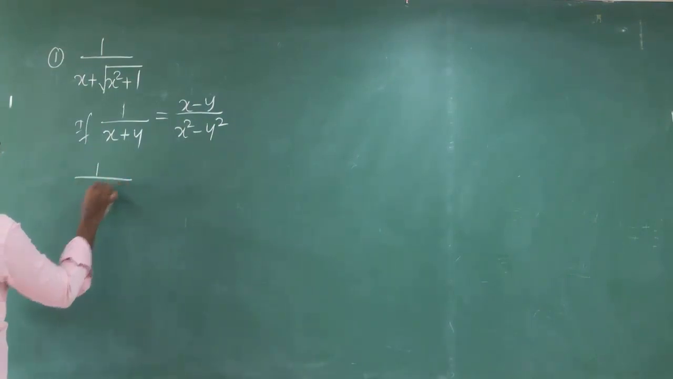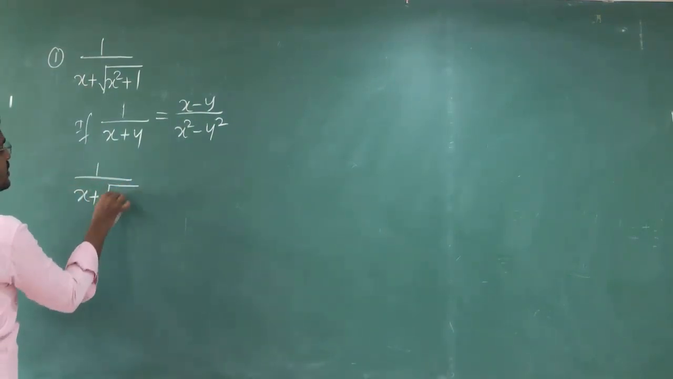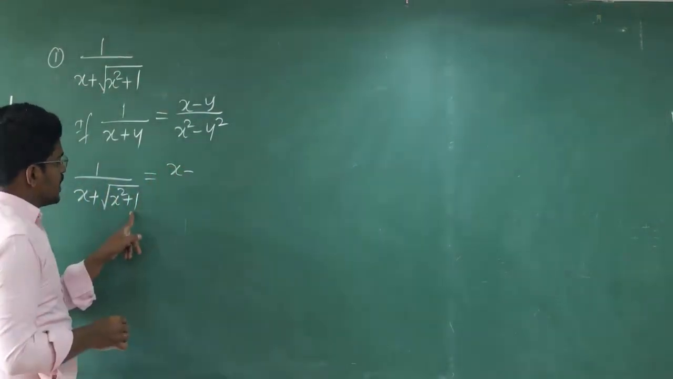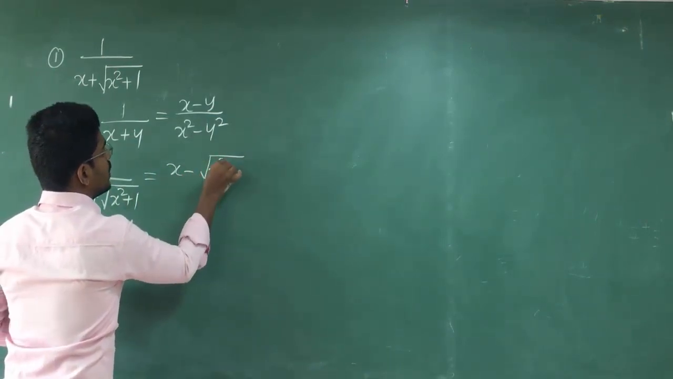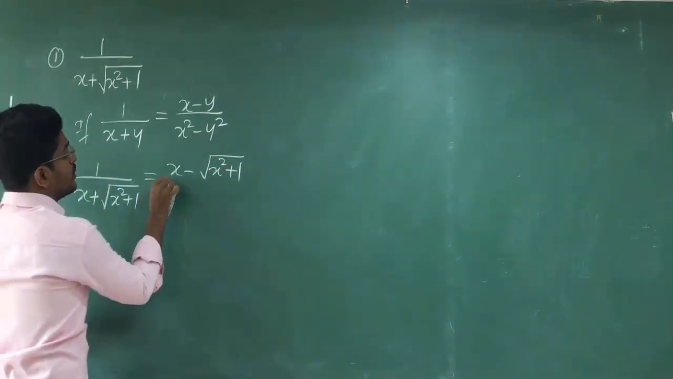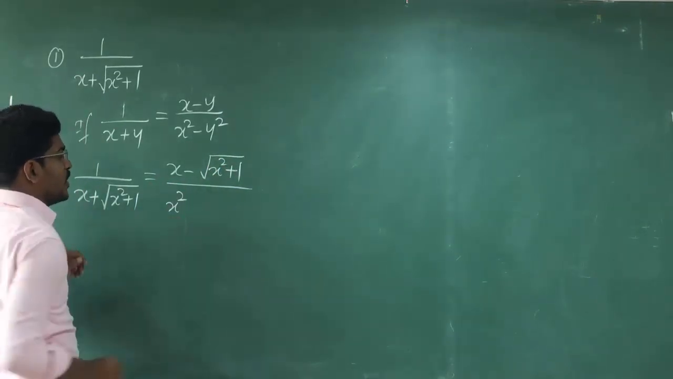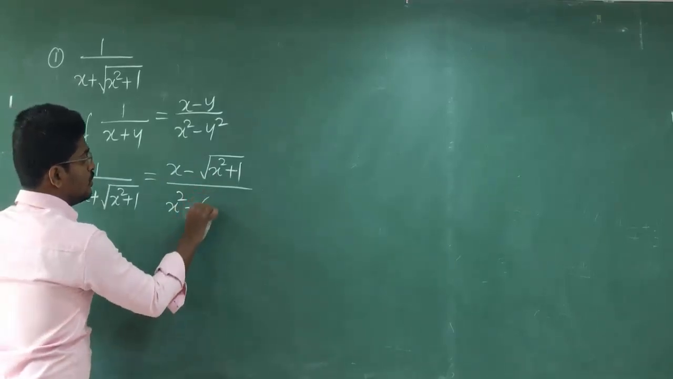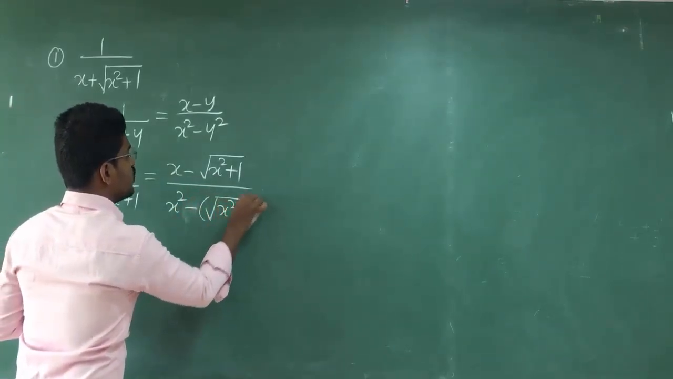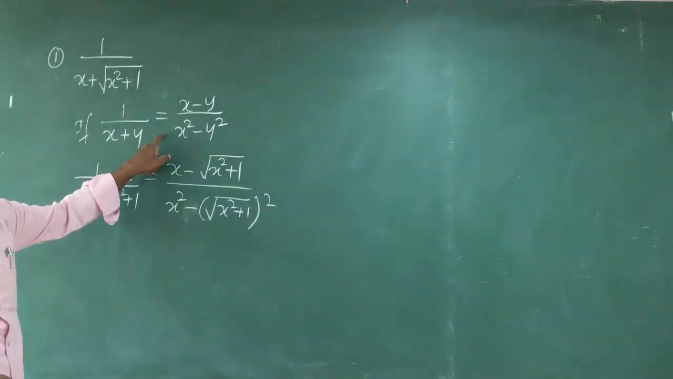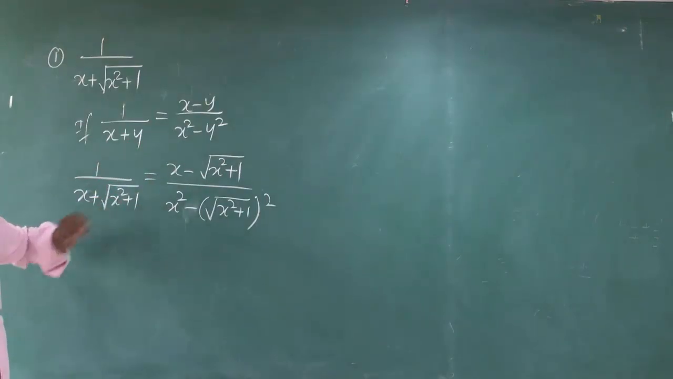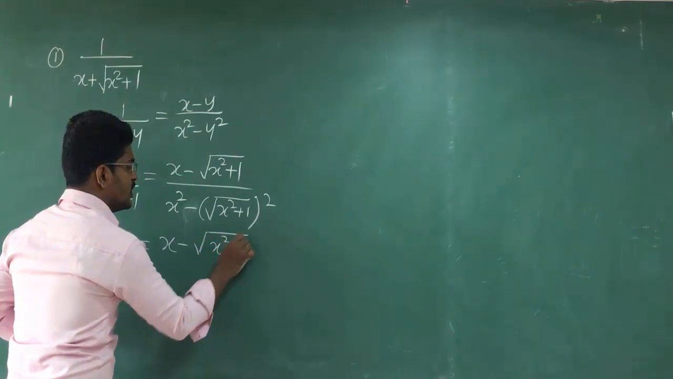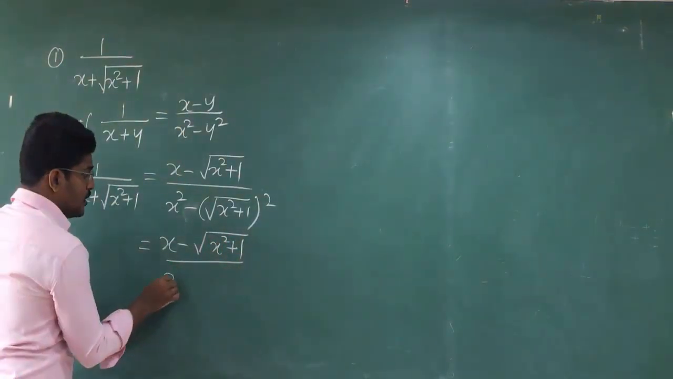See, 1 by x plus root of x square plus 1 can be written as x minus, what is y here? Root of x square plus 1, divided by what? Divided by x square minus root of x square plus 1 whole square, using this formula. Clear? So by using this formula, we can write this. So this will be equal to x minus root of x square plus 1 divided by x square.